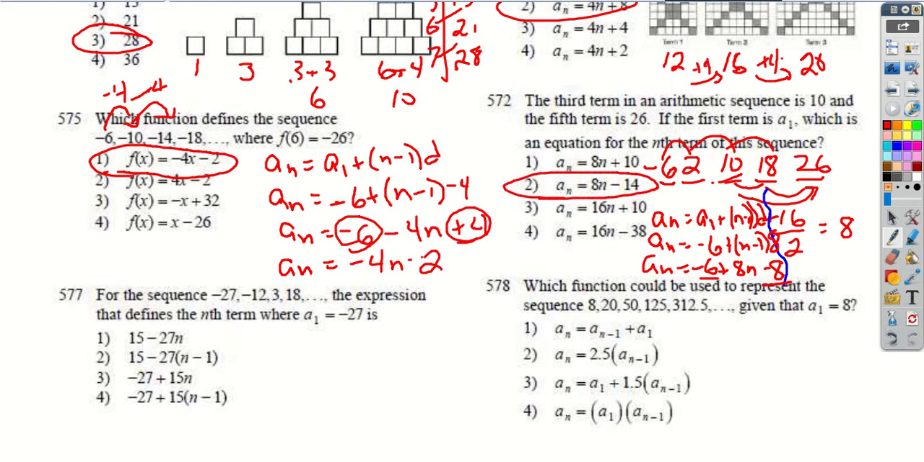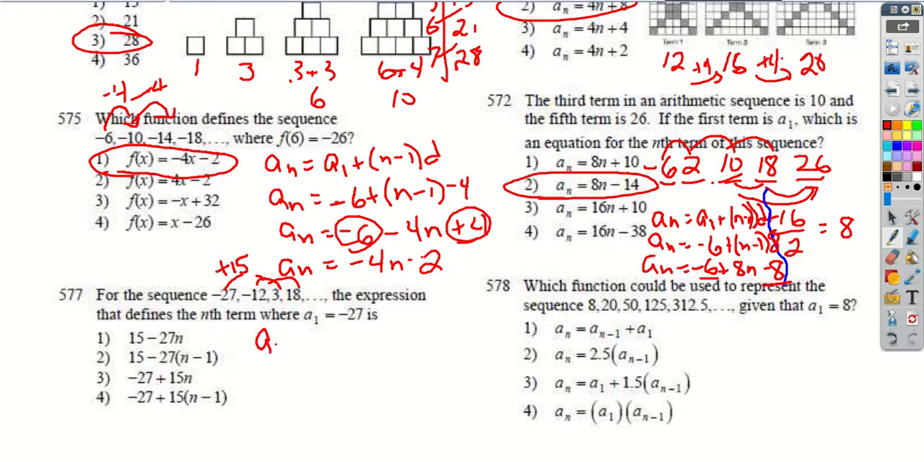Which expression defines the nth term? So same thing. It's what are we doing to get from there to there, to there, to there, to there, to there? We're basically adding, and we are adding 15. So that's going to be d.